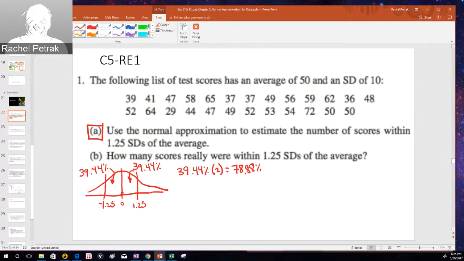Now, they want to know how many scores were really within 1.25 standard deviations of the average. Well, to find this one, what we need to do is know what are the raw scores that represent these z-scores. So here we have z. We need to know the raw. So let's remember our formula for finding raw scores is x equals z times the standard deviation plus the mean. So we can find this for each of our z-scores. We have first a z-score of negative 1.25 times our standard deviation of 10 plus 50.